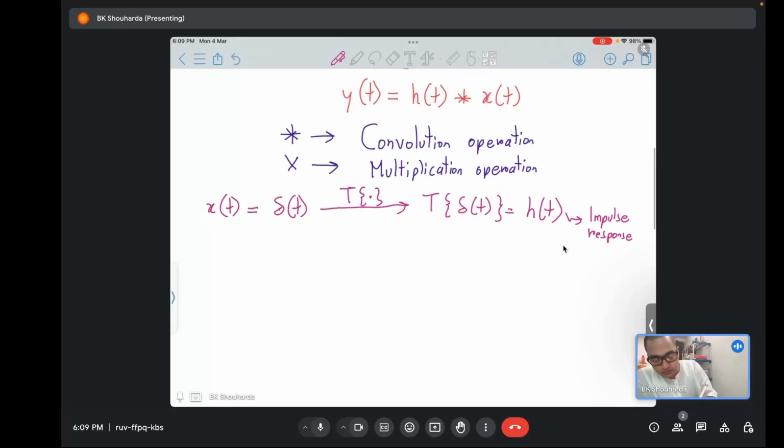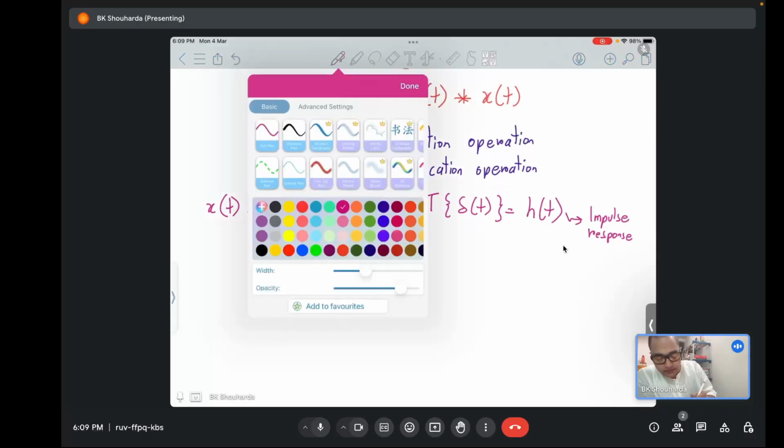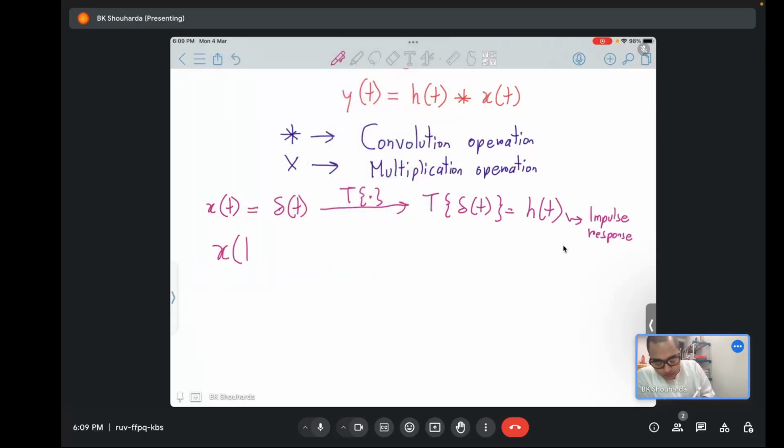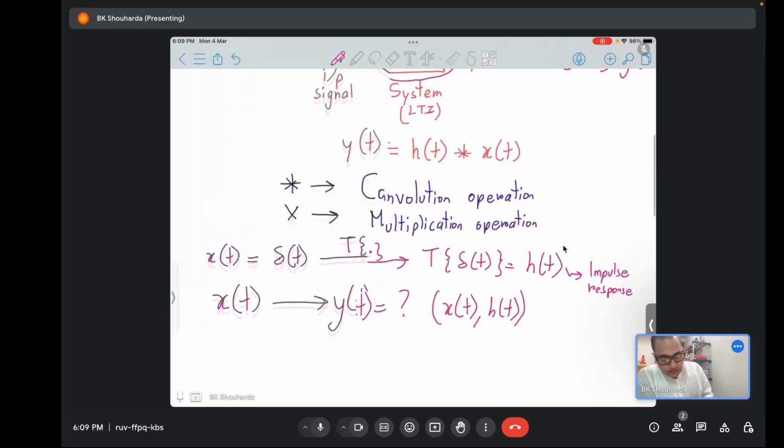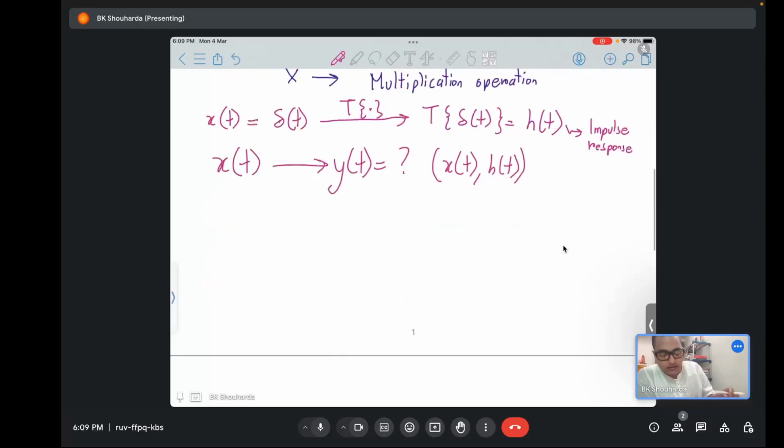So if the input to the system is delta t and my output is h of t, then for any general signal x of t, what will be y of t, and that too in terms of x of t and h of t? Let us investigate a bit deeply.